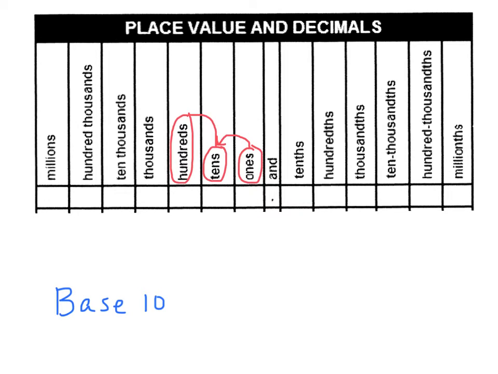The numbers on the left-hand side of this place value are the whole numbers. And the numbers on the right-hand side are known as the decimals. And notice that there's a decimal point in between to separate the two.